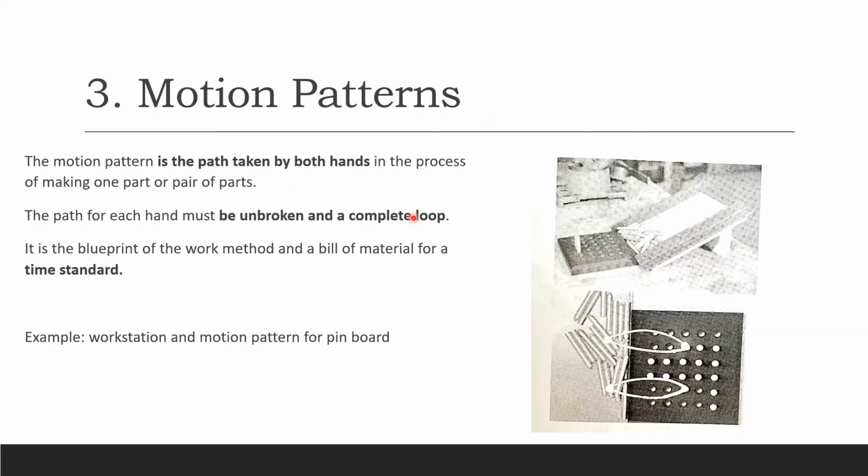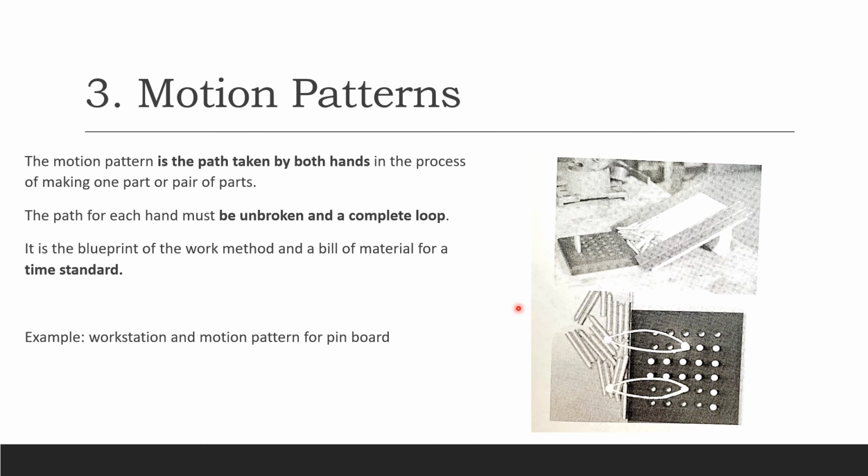Alright, the last thing is our motion patterns. Again, it's so important to create a very fast and quick production line, and this motion pattern is so important in your workstation design. So the motion pattern is the path taken by both hands in the process of making one part or pair of parts. So the path for each hand must be totally unbroken, and it must be a complete loop. So it's a blueprint of your work method, and it's also a bill of material for time standard.